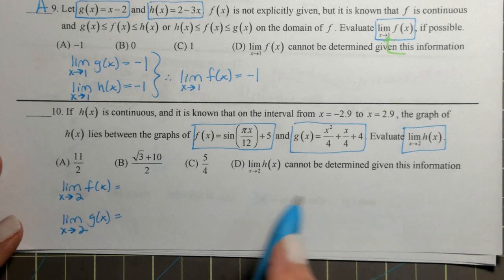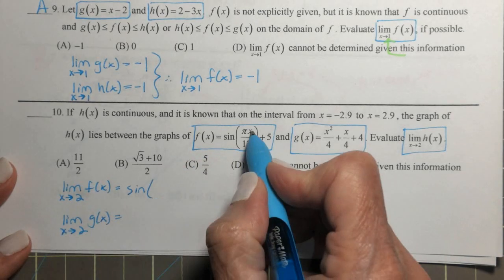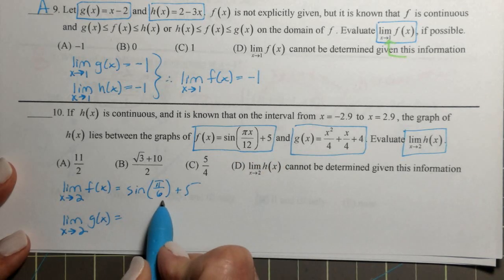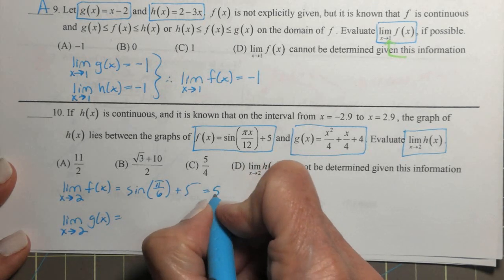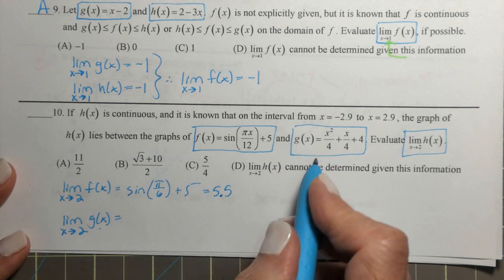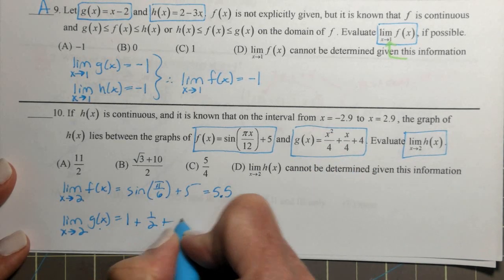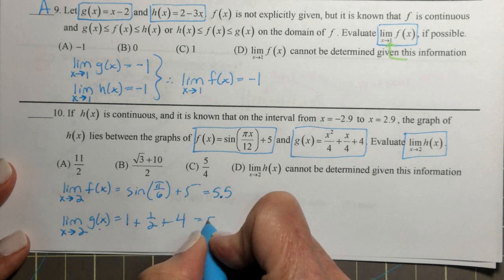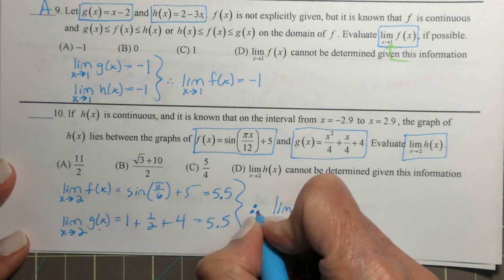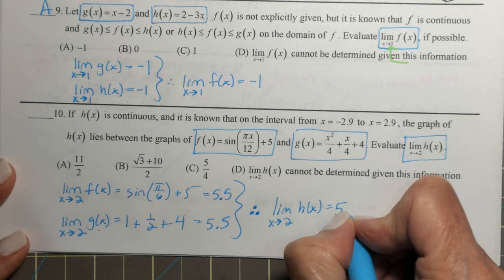Okay? So for f first, I'm putting 2 in for x. And I'm going to get sine of 2 and 12 will reduce, and that's pi over 6 plus 5. Sine of pi over 6 is a half, and 1/2 plus 5 is 5.5. For g here, I'm putting 2 in for x. I'm going to have 4 over 4, which is 1, 2 over 4, which is a half, plus 4, and that is also 5.5. Therefore, the limit as x approaches 2 of h must also be 5.5.